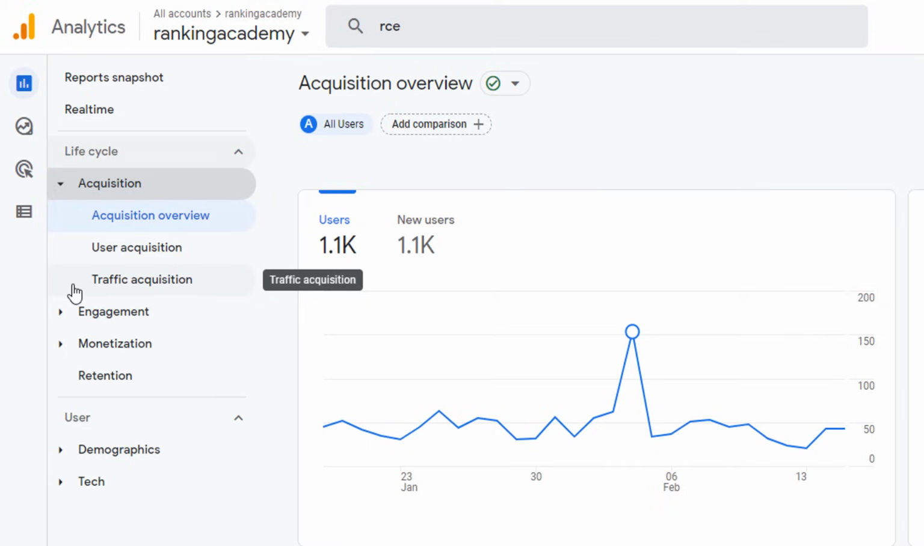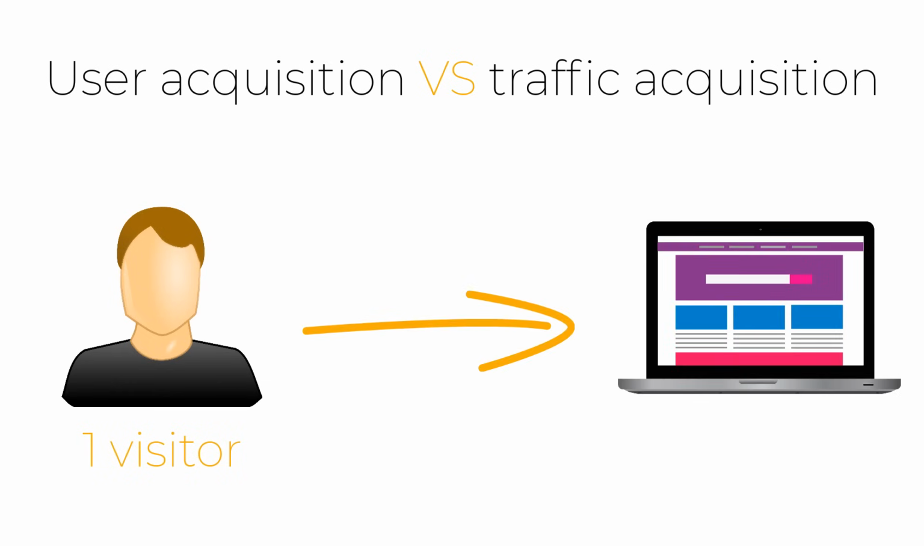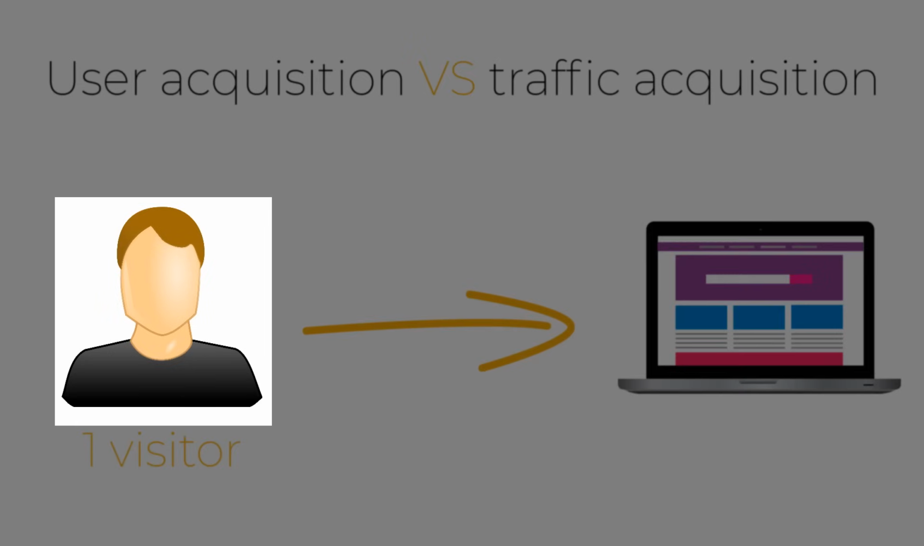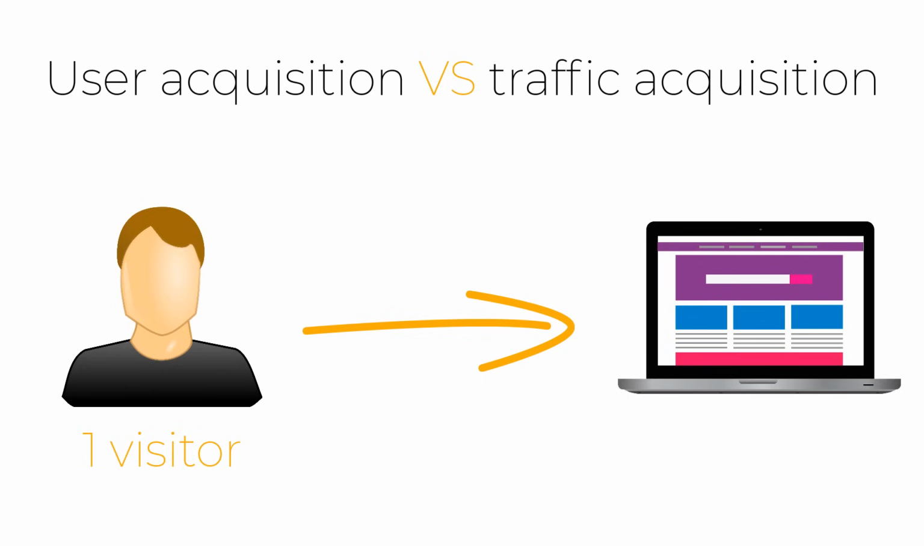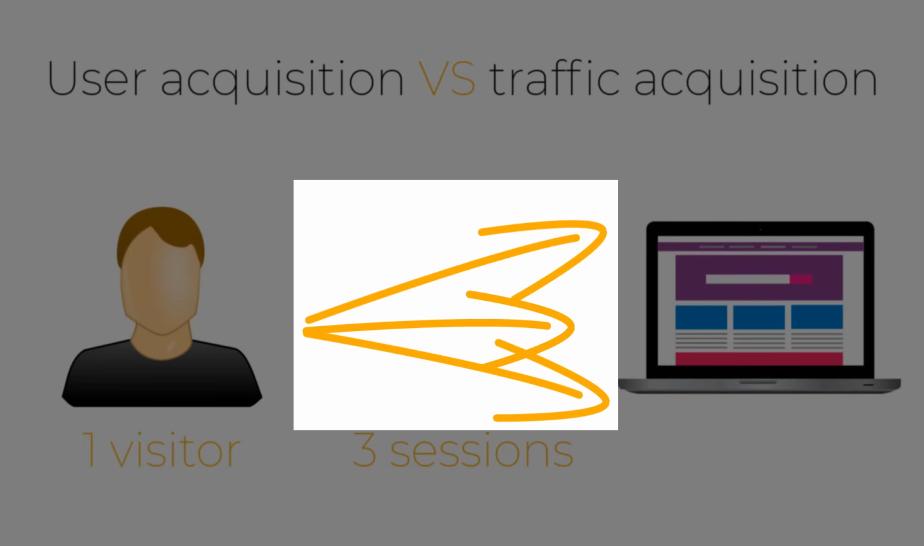The difference between user acquisition and traffic acquisition is important to understand, so if it's unclear to you, here is a quick explanation. A user is a unique visitor or a person who visits your website. So the user acquisition report will look at how users have found you. Traffic to your website is measured in number of visits called sessions. So if one person visits your site 3 times in a day, for example, it will be counted as 3 sessions. The traffic acquisition report will look at where those visits come from.